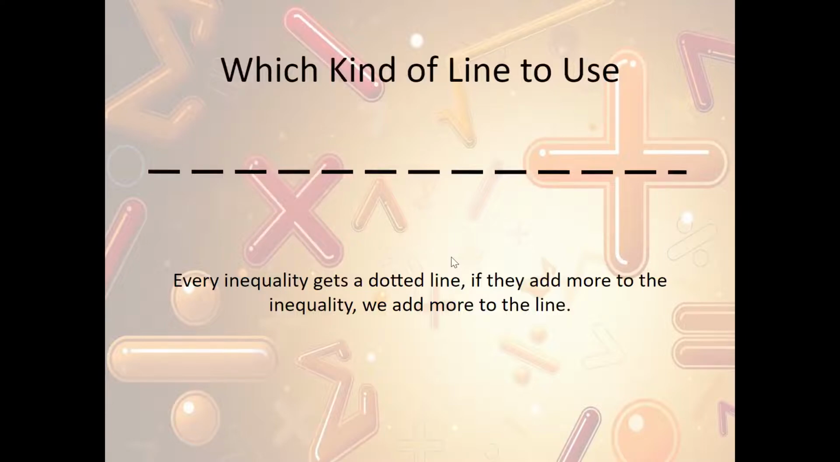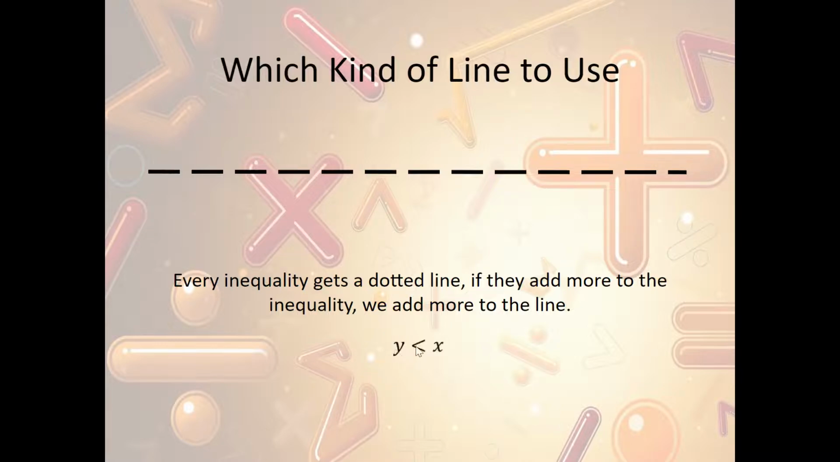So the shading is a new aspect of graphing that we need to consider. The other part is what kind of line to use. So similar to before where we talked about the open circle versus closed circle, same thing here. Every inequality gets a dotted line or an open line. Notice there, it's open because there's little spaces in between. So every inequality gets an open line or a dotted line. If they add more to the inequality, we do too, meaning if they add the bar underneath, then we're going to add to it and make it a solid line.